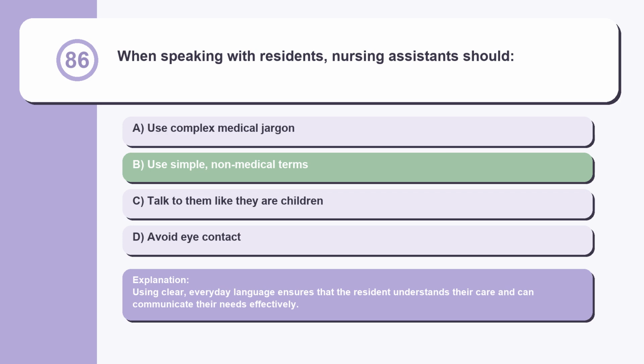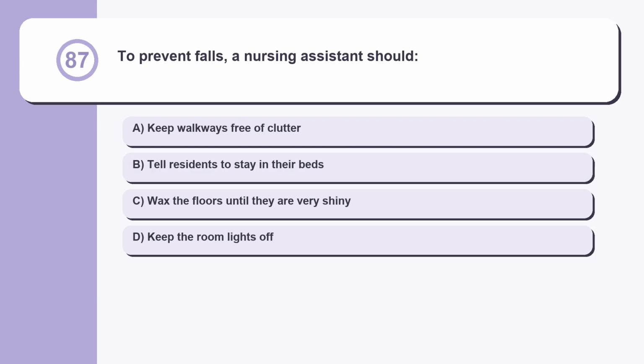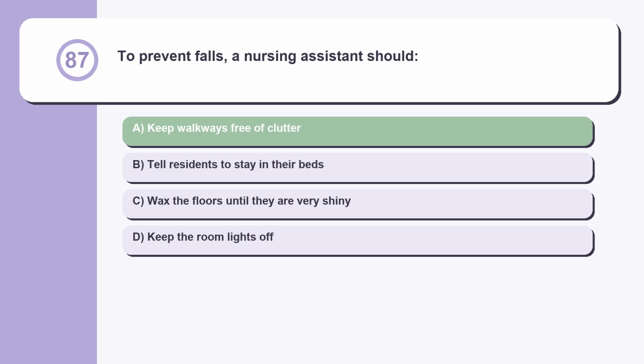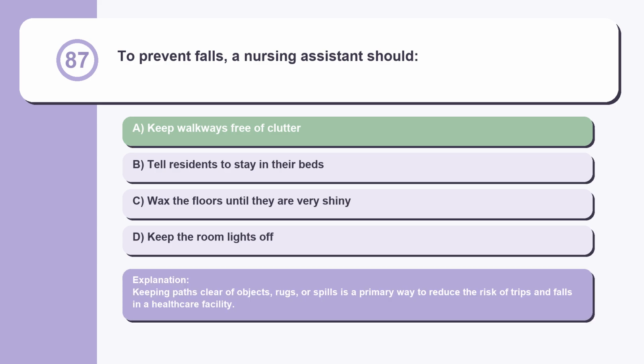Using clear, everyday language ensures that the resident understands their care and can communicate their needs effectively. Question 87. To prevent falls, a nursing assistant should keep walkways free of clutter, tell residents to stay in their beds, wax the floors until they are very shiny, keep the room lights off. Keeping paths clear of objects, rugs, or spills is a primary way to reduce the risk of trips and falls in a healthcare facility.